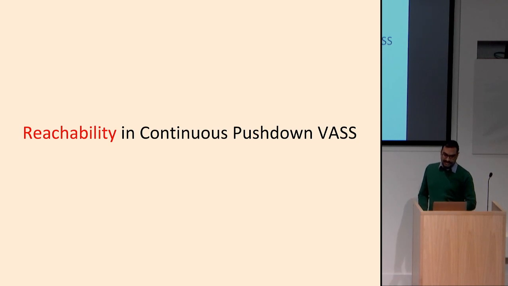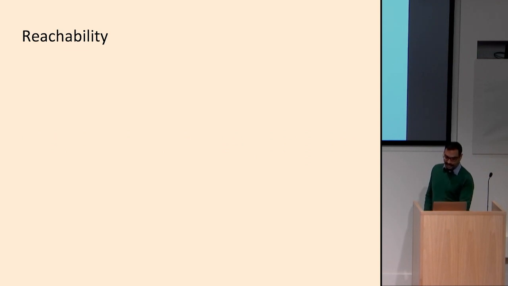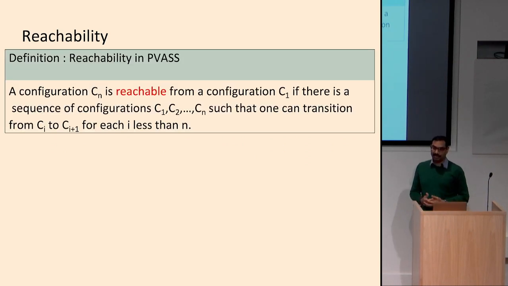So that's just about the model. So the next thing is what is reachability. This is a very central problem in most models of computation, where you ask, there is some configuration Cn, and is it reachable from a configuration C1? And we say it is if there is some sequence starting from C1, so C1, C2, dot, dot, dot, till Cn, such that for each Ci, you can transition to the next configuration, Ci plus 1.